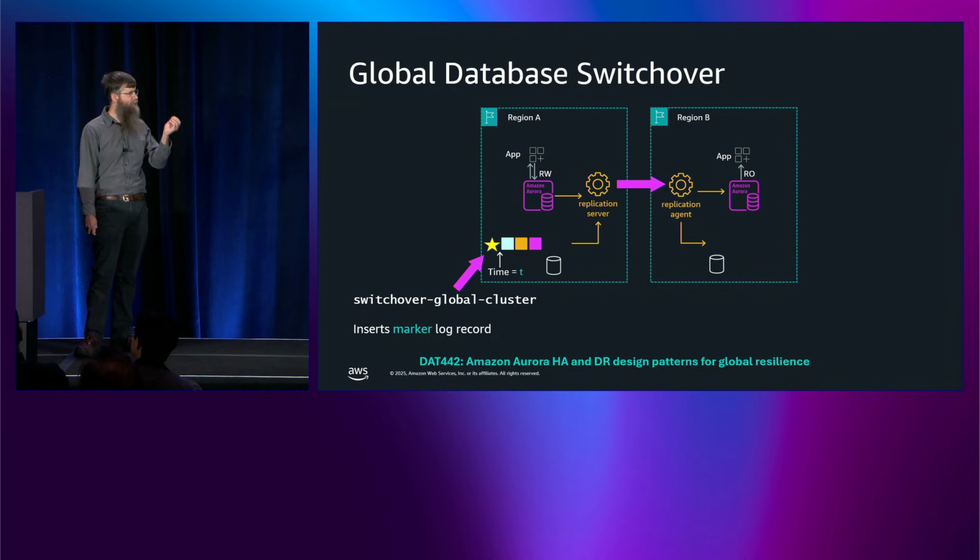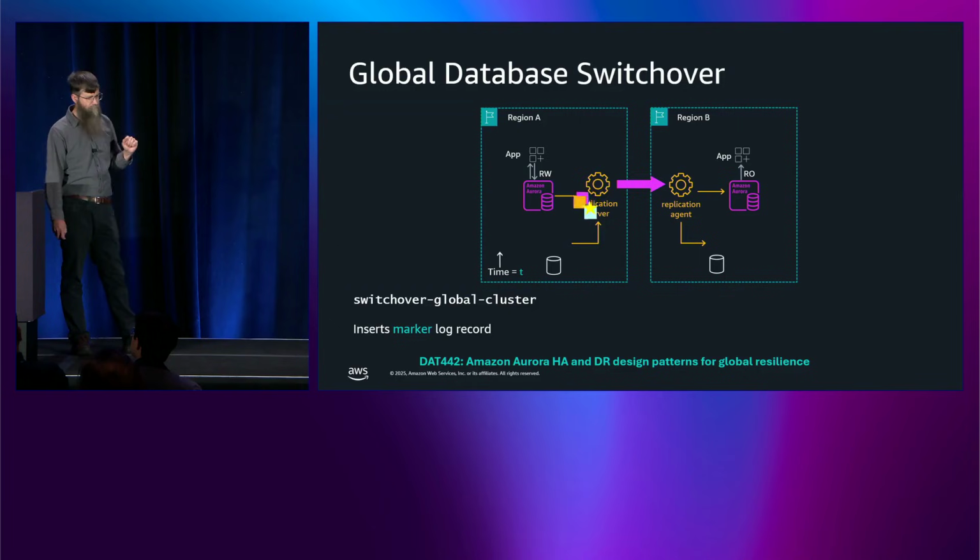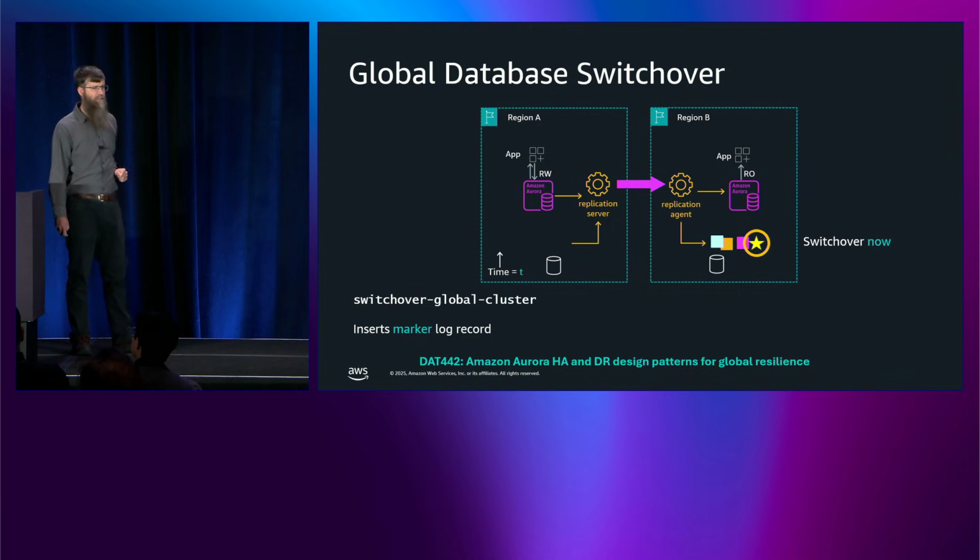So I'm going to write a special one of these log records into that log stream. That's my little star there. And that's going to flow through the normal replication machinery there. And when it pops out in the second region, it's going to see that. It's going to interpret that as switchover now.